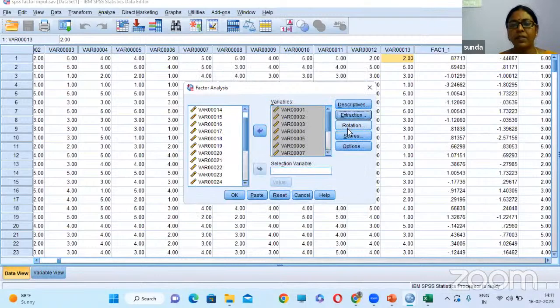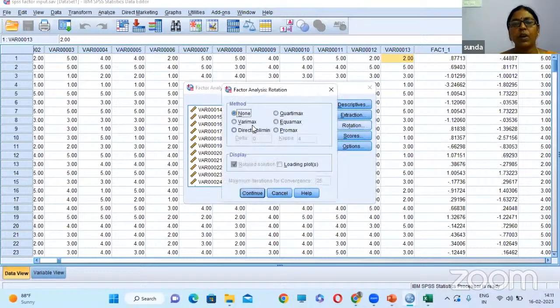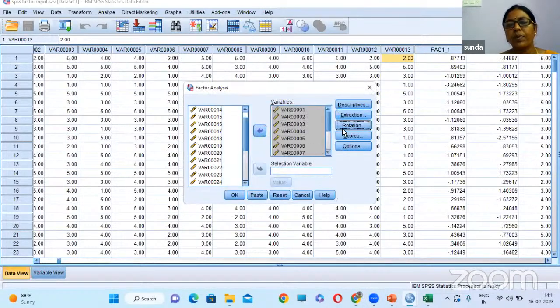And then we have something called rotation. What type of rotation do you want: direct oblimin, or Quartimax rotation? How do you want your variables to be rotated? Usually we will be using Varimax rotation, and for social science research, this is the most preferred method.